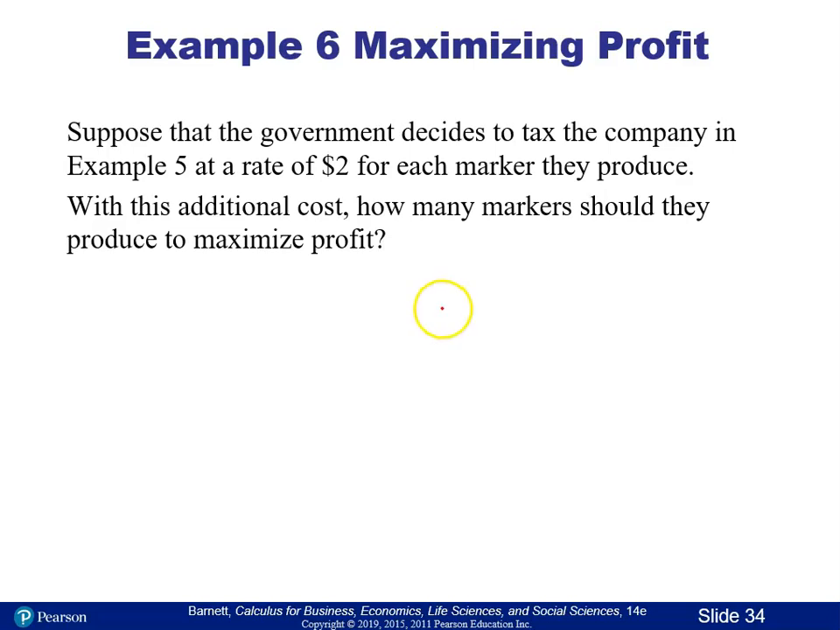Okay, let's look at this. That's a continuation of the problem about the markers. So this one is saying, suppose that the government decides to tax the company in example 5 at a rate of $2 for each marker they produce. With this additional cost, how many markers should they produce to maximize their profit?